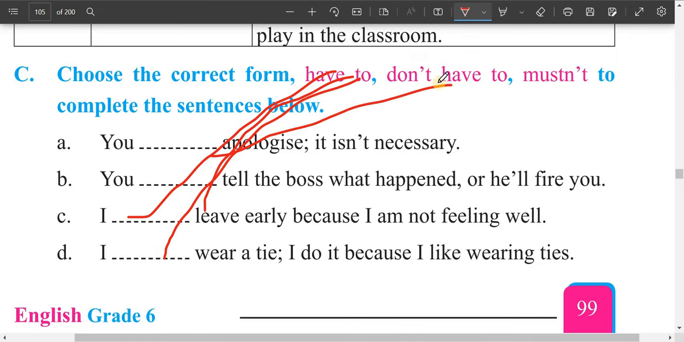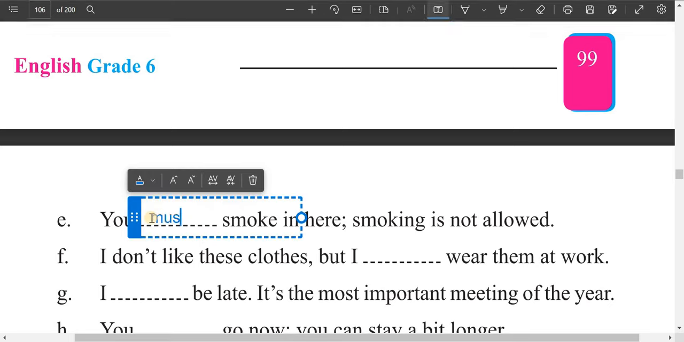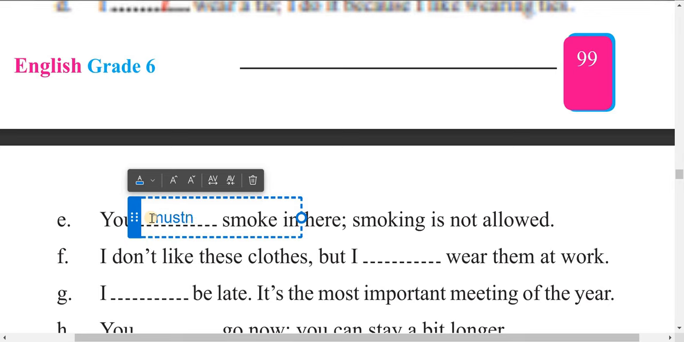Next exercise. This is E. Smoke in here. Smoke is not allowed. So what to write? You're going to write, you must not smoke here. Must not smoke here.